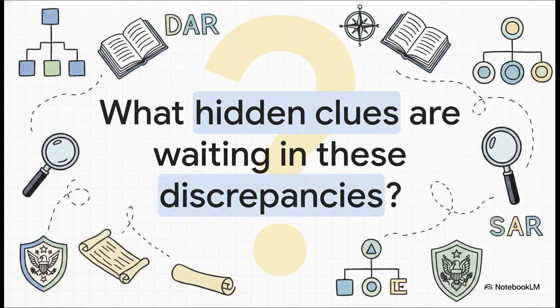So I want to leave you with this thought. What hidden clues and undiscovered ancestors are waiting for you right now, just hiding inside the discrepancies of these lineage society records? I highly encourage you to go back to your research. Look at those supposedly conflicting files with this new analytical perspective. Embrace the differences, compare the applications, and let the DAR and SAR guide you to your next great genealogical discovery.